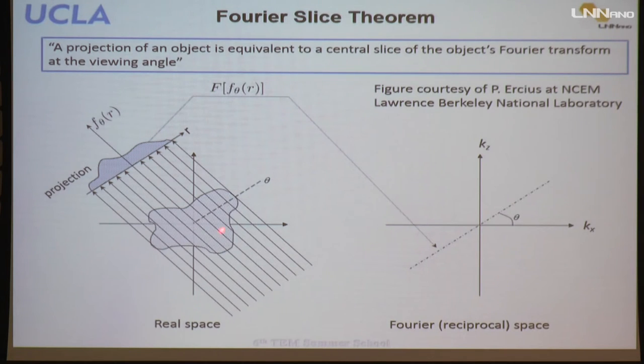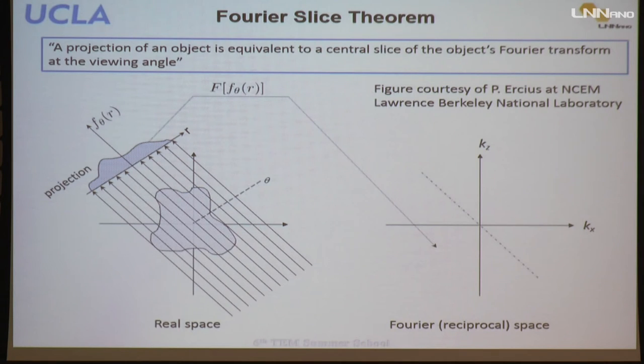What this means is that projection is summation along one direction. I'm projecting along this direction, so I get the summation. This is the projection, summation along this direction. Summation along one direction is equivalent to slicing, one line through the origin along the same angle. So you sum along this direction to get the projection, and then if you Fourier transform it, you exactly get one section of this Fourier space. And same thing, when you rotate the object, this Fourier space section also rotates.